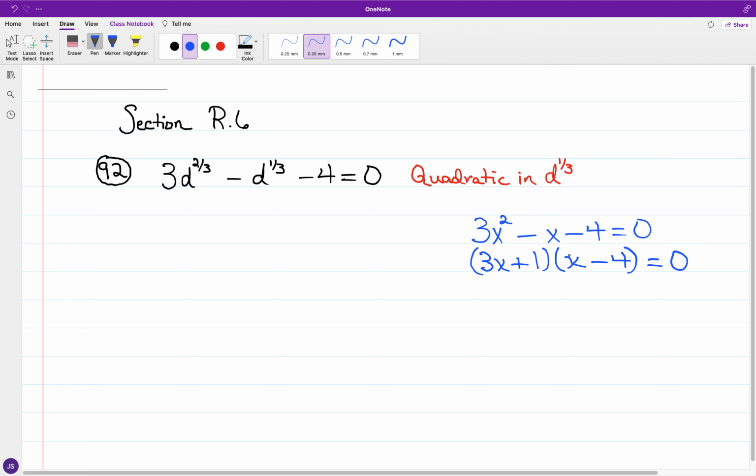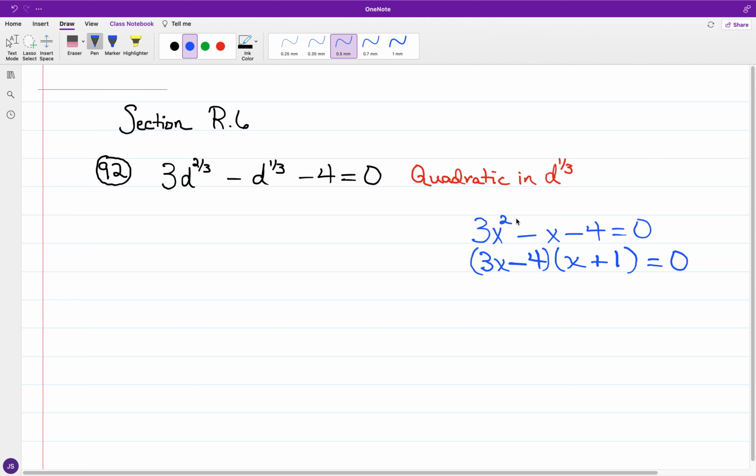So again, 3x times x is 3x squared. And you can go back and check. Oh, my bad. This is testing. I got the minus 4 and the plus 1 wrong. So you have 3x minus 4 and x plus 1. So you get 3x squared, and we have plus 3x and minus 4x for the outside and the inside products. So 3x minus 4x becomes negative x, and negative 4 times 1 is negative 4.